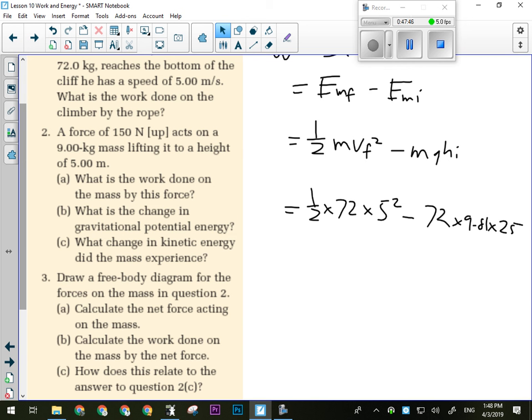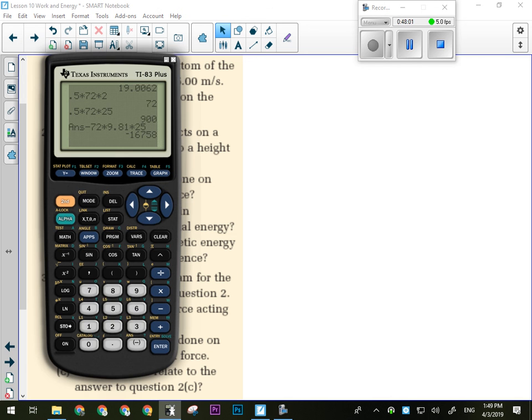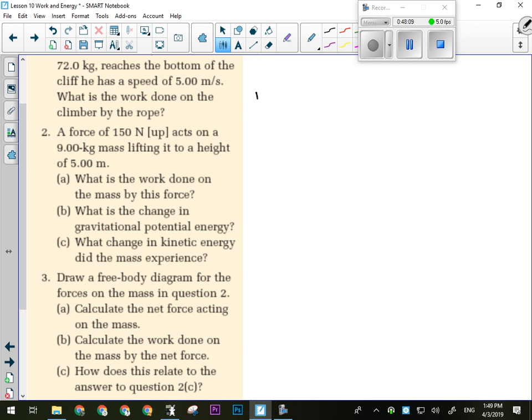So if we want to calculate work done, we take 2 numbers and multiply them together. What are they? Force and distance. So we have 150 times 5 meters. To calculate that first part, we just go 150 times 5. So the total amount of work done is 750 joules. Then it asks, what's the change in gravitational potential energy?